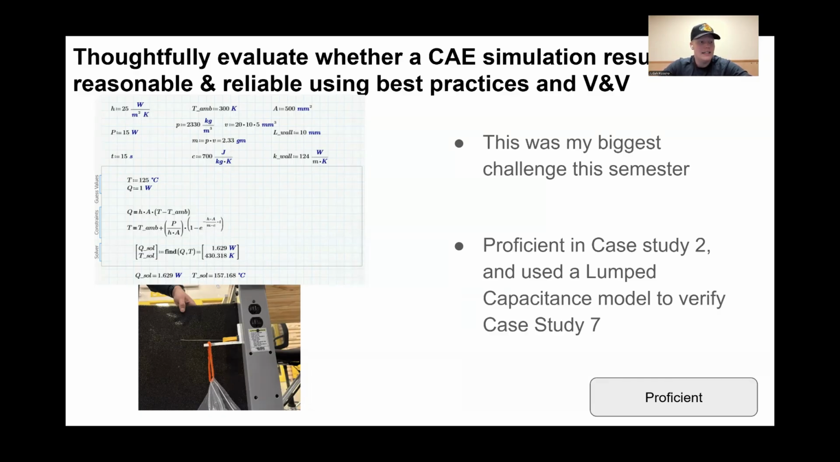I was proficient in case study 2, which used real-world validation, and I successfully used a lumped capacitance model to verify the results of case study 7, resulting in a percent error of less than 5.